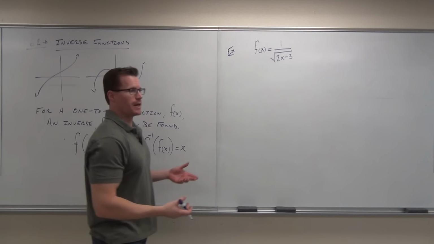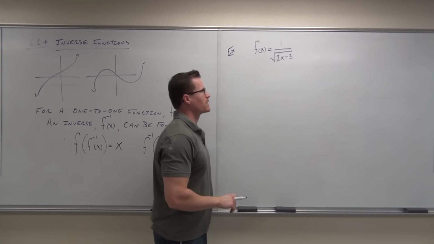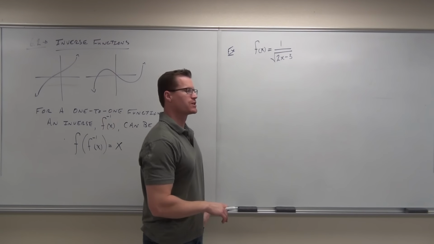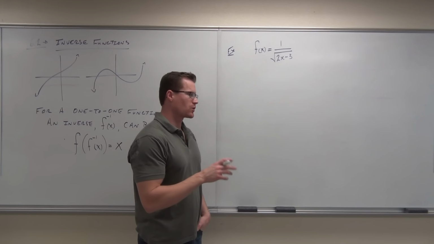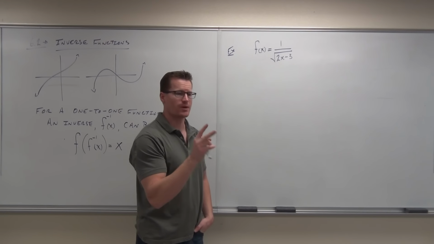So, let's find an inverse. First thing I want to tell you, it is one-to-one. Next thing, let's find an inverse. Here's how you do that. Ultimately, our goal on inverses is to switch the x and the y. That's what inverses do. To do that, we have to have a y.